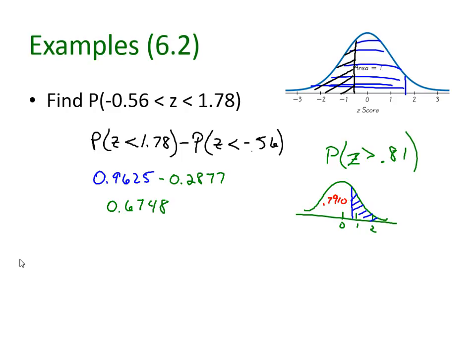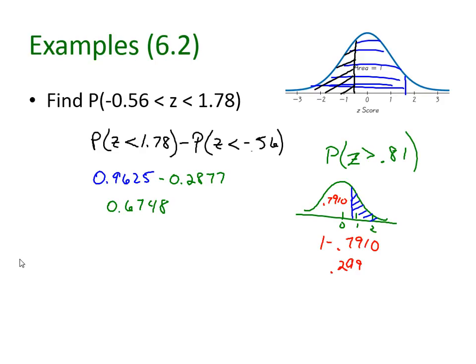Okay. We just found the probability that it's less than that. How do you find the probability that it's greater than? Subtract that from 1. Take the 1 minus 0.7910. And whatever that is. No, 0.2090. Questions there?